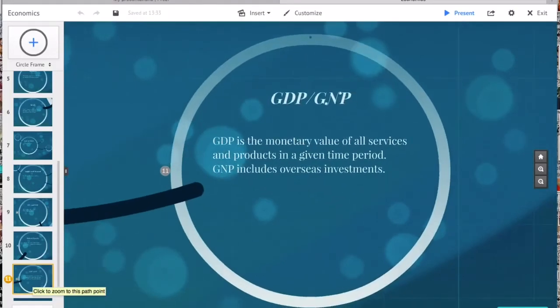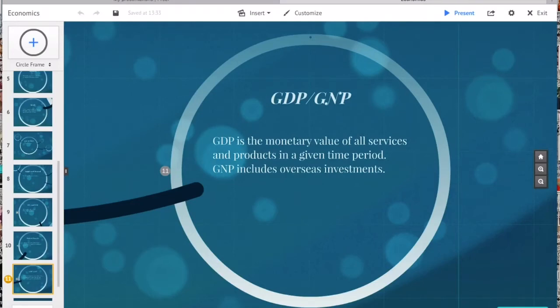All right, the difference between GDP and GNP. The gross domestic product, GDP, is one of the primary indicators used to gauge the health of a country's economy. It represents the total dollar value of all goods and services produced over a specific period of time.